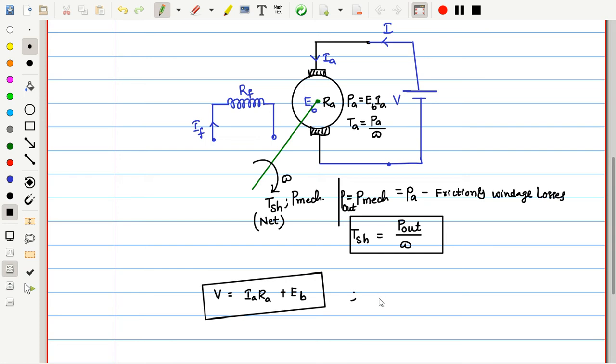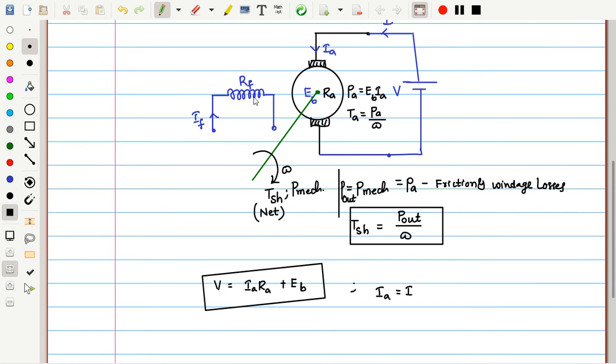And for the remaining, depending on the machine, the armature current is equal to the source current I_A. The remaining expressions I already gave: P_A is equal to E_B into I_A, and the torque. So these torque and power expressions are very important in the generator concept.